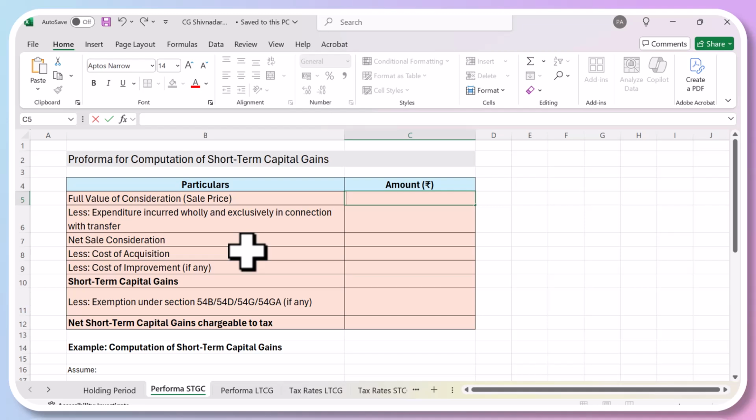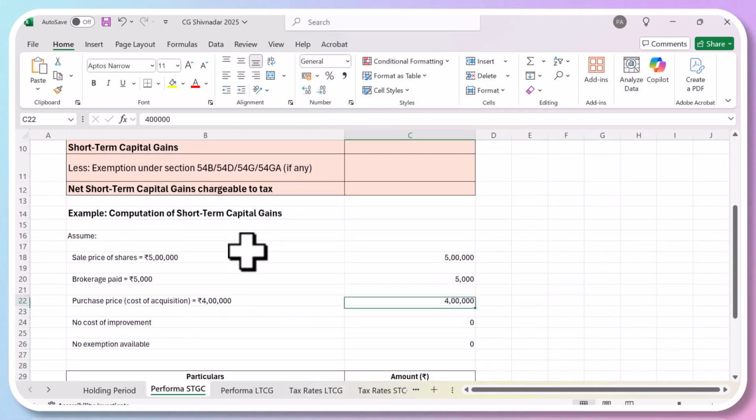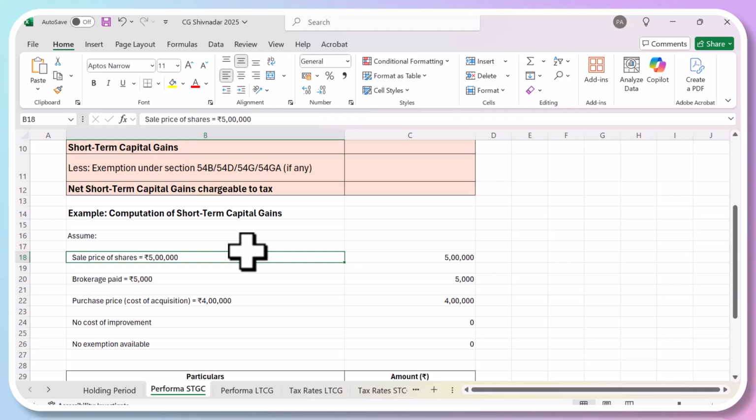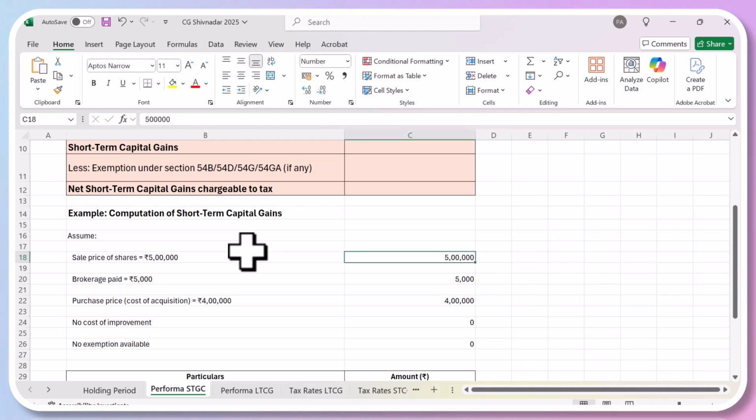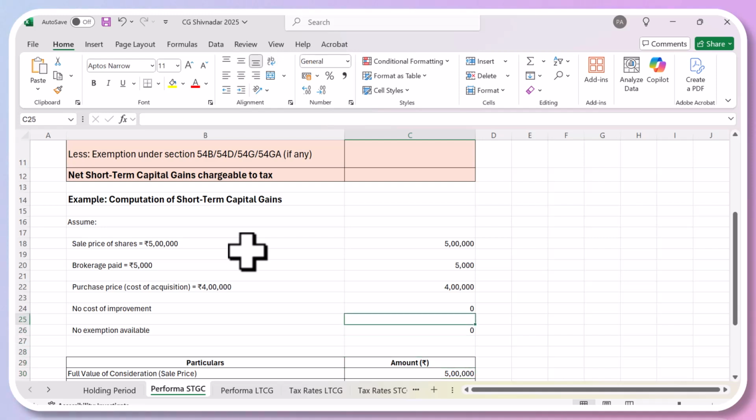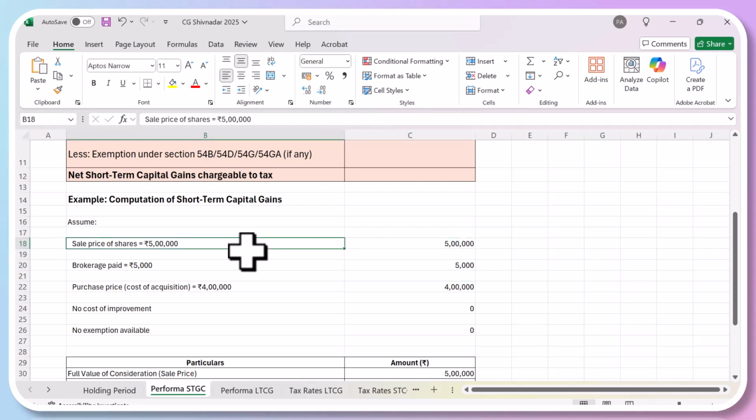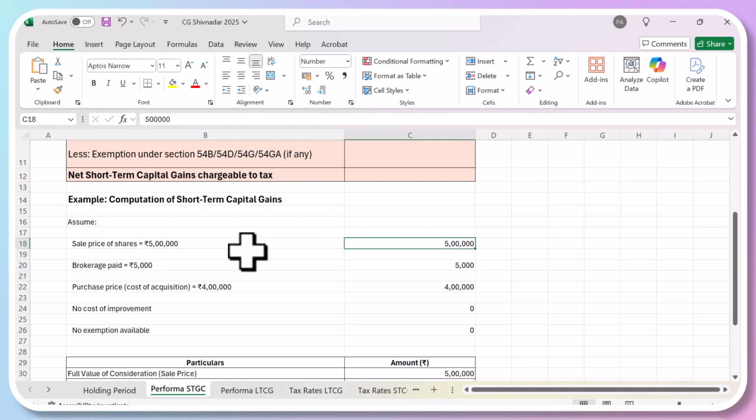So I'll do a question here. Example: suppose the sale price of, we're talking about shares, assume the sale price of shares is 5 lakh. The brokerage which you paid to the broker is 5,000, and the purchase price when you bought those shares was 4 lakhs. Is there any cost of improvement? No cost of improvement, no exemption available, you have just sold it. Assuming that it is a short term capital gain, that means you have sold these shares within 1 year and they are listed shares. It is not mentioned, so we are assuming they are listed on a recognized stock exchange, and you paid a brokerage, and you bought these shares at 4 lakhs and sold them for 5 lakhs within a period of 1 year.